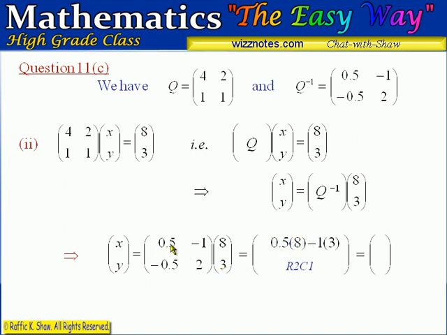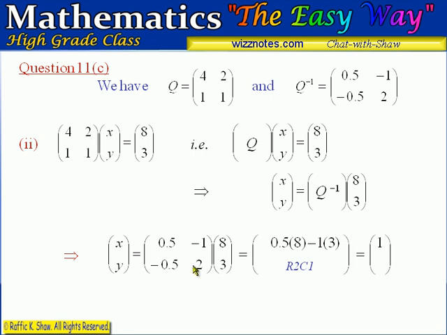0.5 multiplied by 8, and then -1 multiplied by 3. And the result of this is 4 minus 3. So the result here is 1. So that element is 1. X is therefore 1.